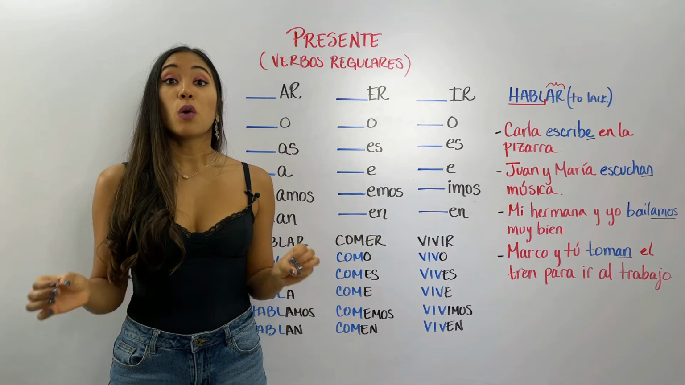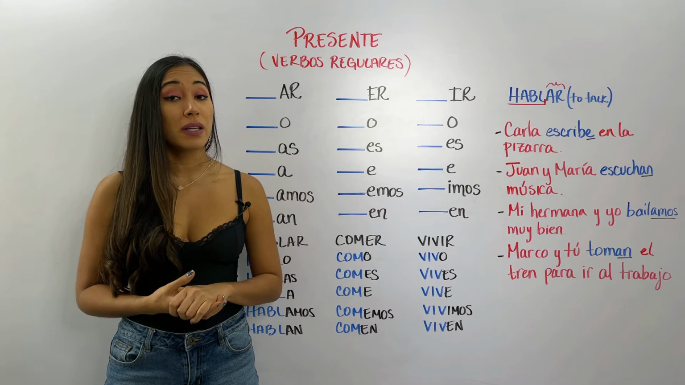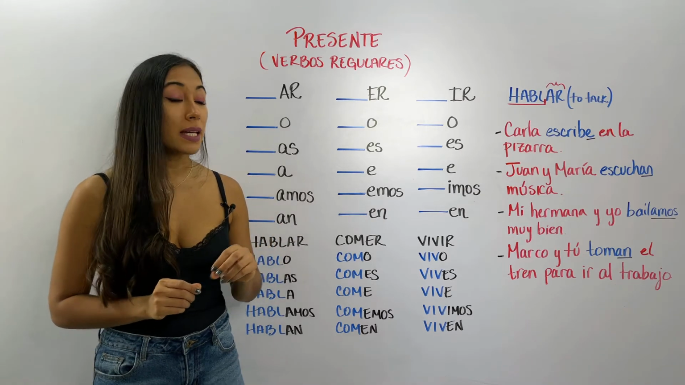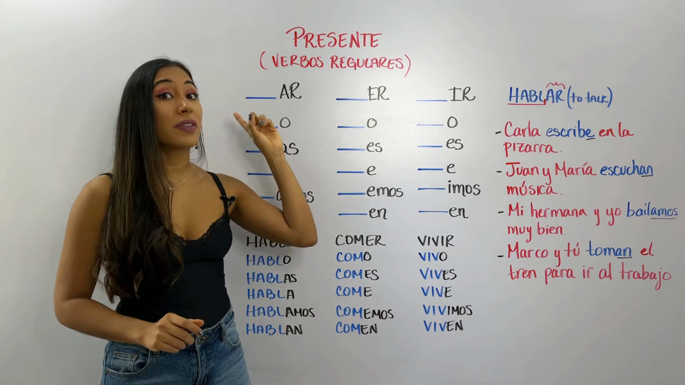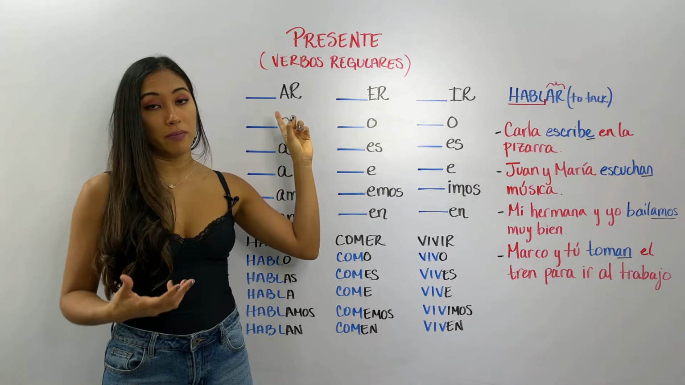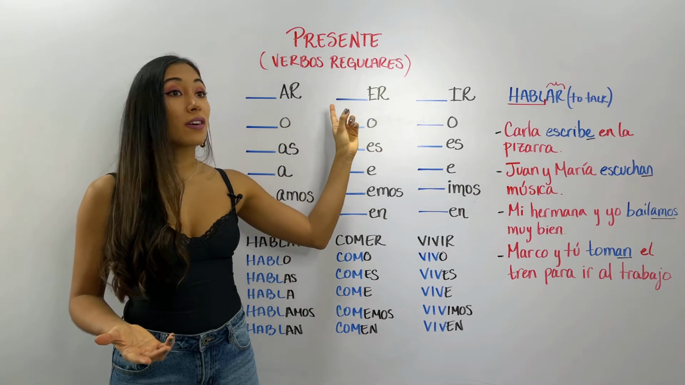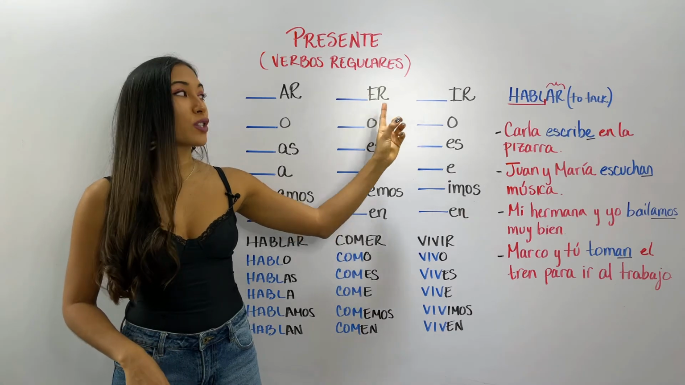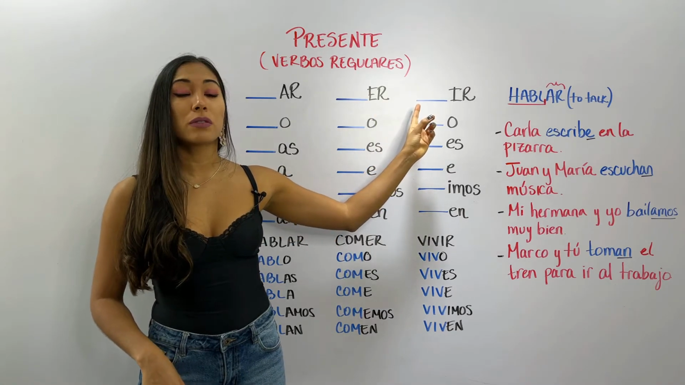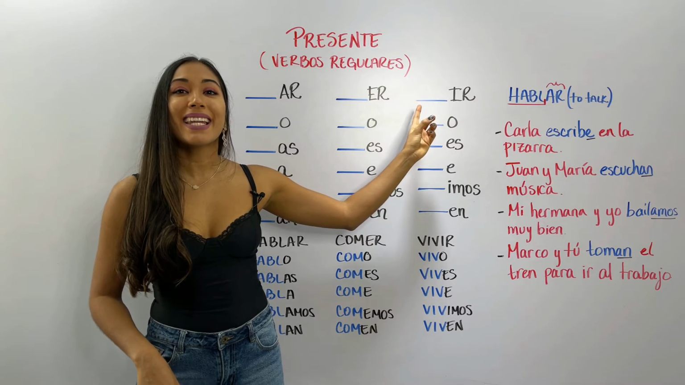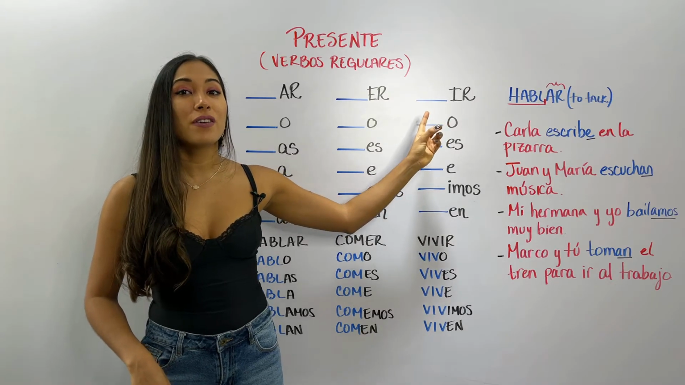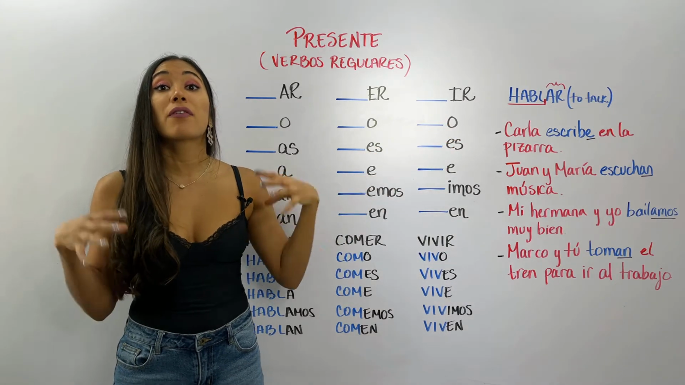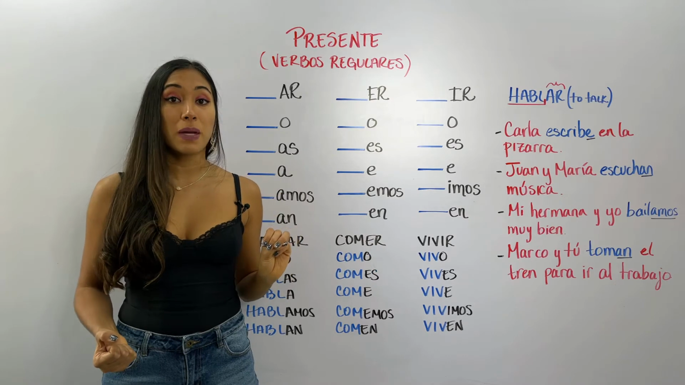In Spanish, we have three types of verbs. Tenemos tres tipos de verbos, ¿ok? We have the verbs that end in AR, the verbs that end in ER, and los verbos que terminan en IR, the verbs that end in IR, okay? So this is how we classify the verbs. Three types of verbs. ¿Bien?